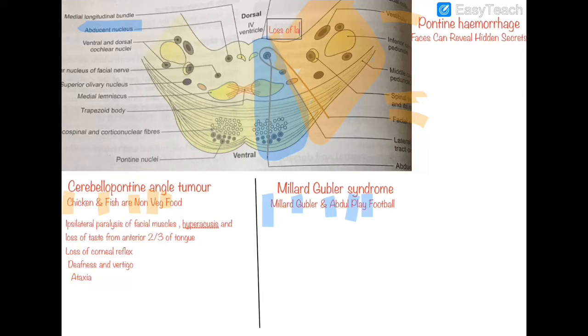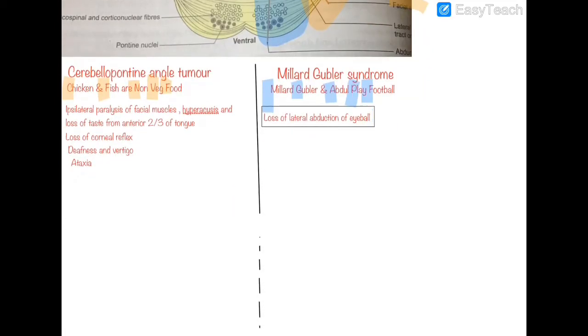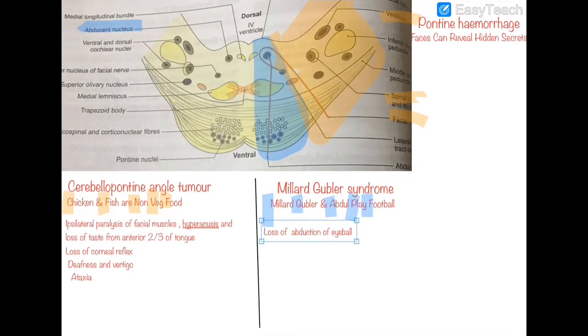This is because the abducent nerve supplies lateral rectus muscle, which is responsible for abduction of eyeball, or just instead of lateral, loss of abduction of eyeball. If the pyramids are affected, there will be contralateral hemiplegia, and if facial nerve is affected, there will be ipsilateral facial paralysis.